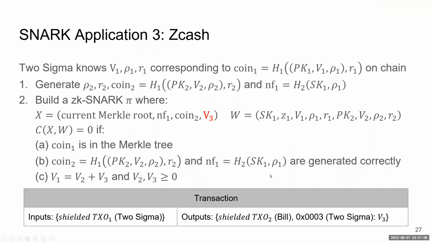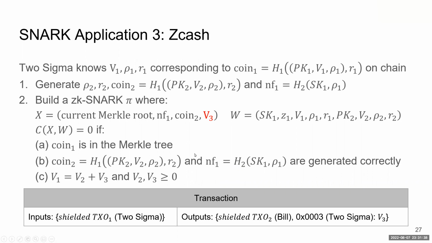Bill, so PK2 is your public key? Yes, PK2 is my public key. That's right. I see. And V2 is the amount that 2σ wants to send you? Yes, so that would be the 1 coin in this example. I see. So this coin is basically mine. This coin is connected to my address now, whereas that coin was connected to 2σ's. Coin 1 is 2σ's coin. Coin 2 is going to be my coin. Coin 2 is going to be something only I can spend on the chain.